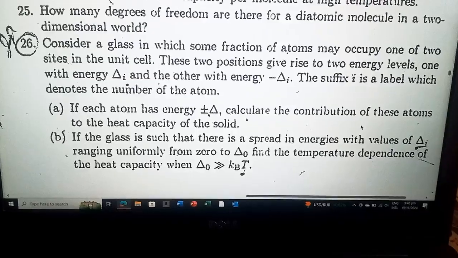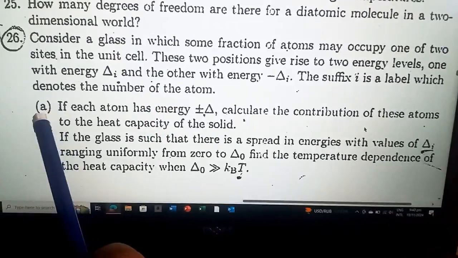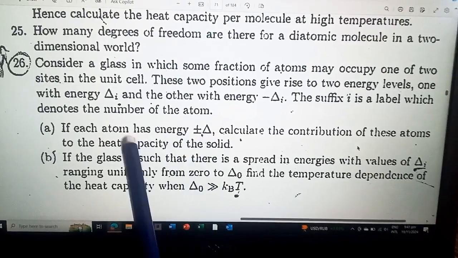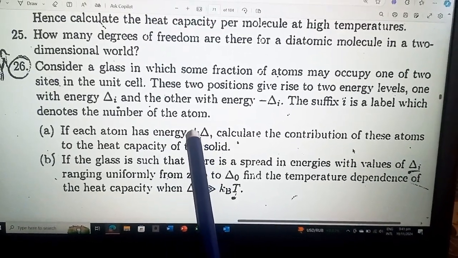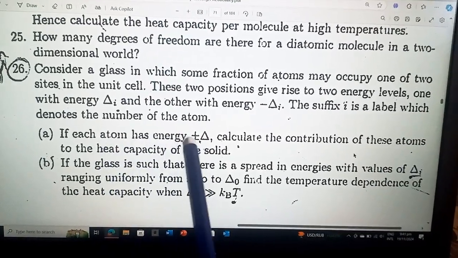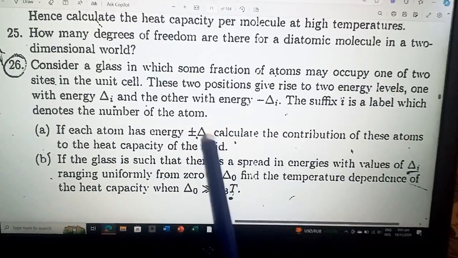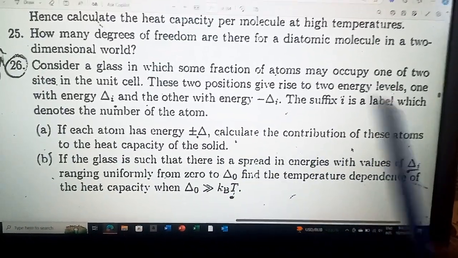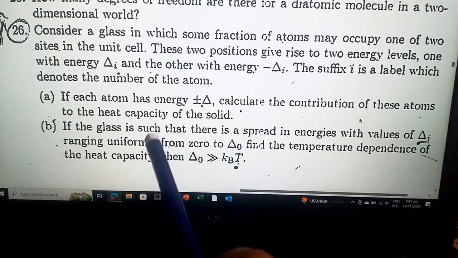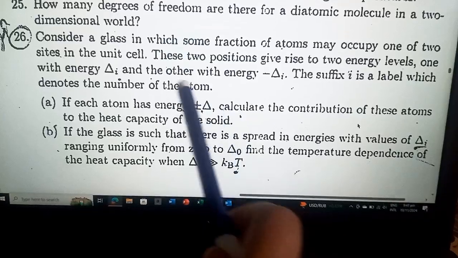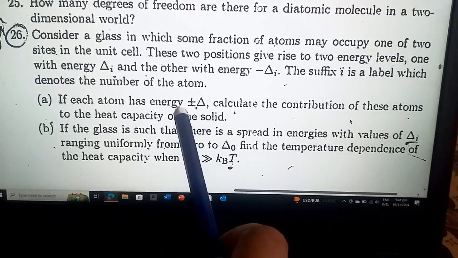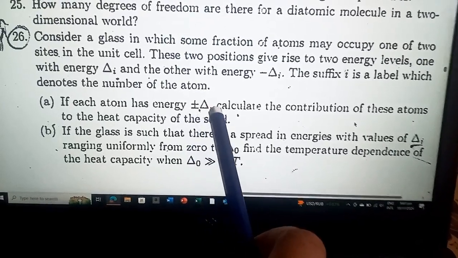So now let's see what we have to calculate in this problem. Part A: if each atom has energy plus or minus delta, just as I told you before, one possible energy is plus delta and the other possible energy each atom could have is negative delta. So there are two possible energies. Calculate the contribution of these atoms to the heat capacity of the solid. So we have to calculate an expression for the heat capacity of a solid that is made up of such atoms that could have two possible energies, one is plus delta and the next is minus delta.